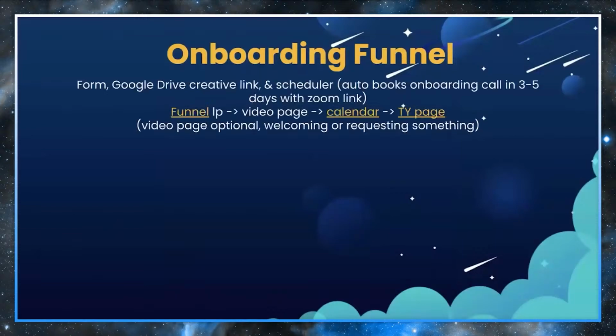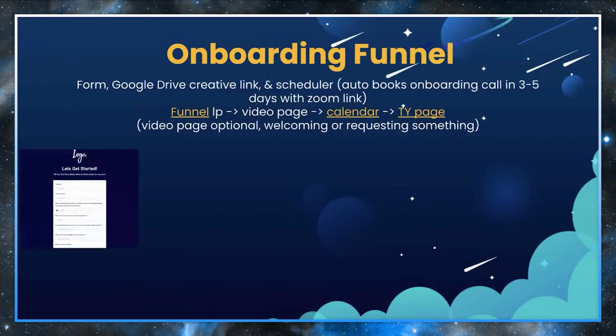So we have the onboarding funnel. So page one, we have the form. We have the Google Drive creative link. And so we get them to fill this all out. We get them to upload all their photos. And then they go to a scheduler, meaning they schedule their onboarding call with us. Automatically, we book the onboarding call 3 to 5 days out with the Zoom link. Let me show you what I mean.